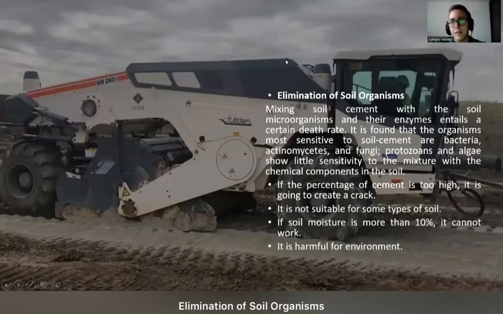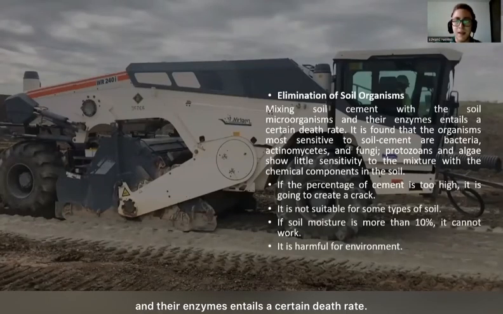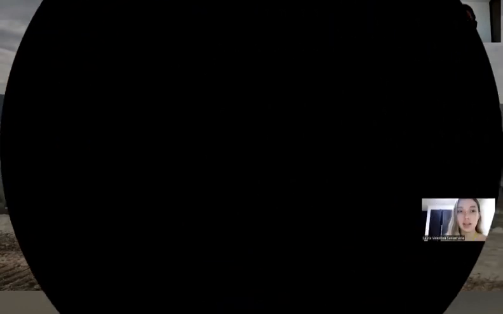Elimination of soil organisms. Mixing soil cement with the soil, the microorganisms and their enzymes suffer a certain death rate. Also, if the percentage of cement is too high, it is going to create cracks. It is not suitable for some types of soil. If soil moisture is more than 10%, it cannot work. It's harmful for the environment.